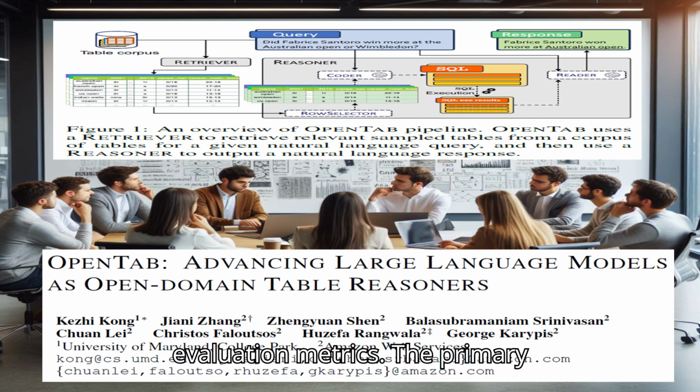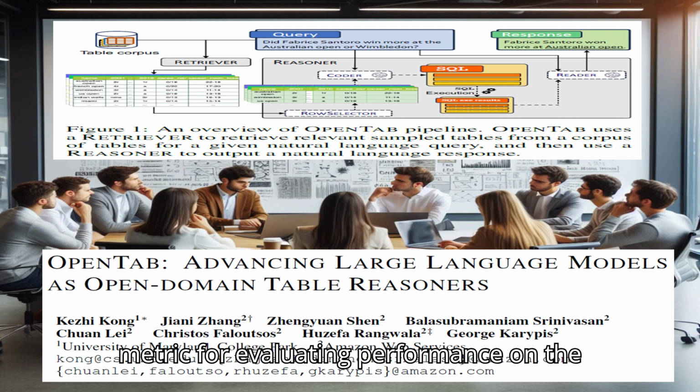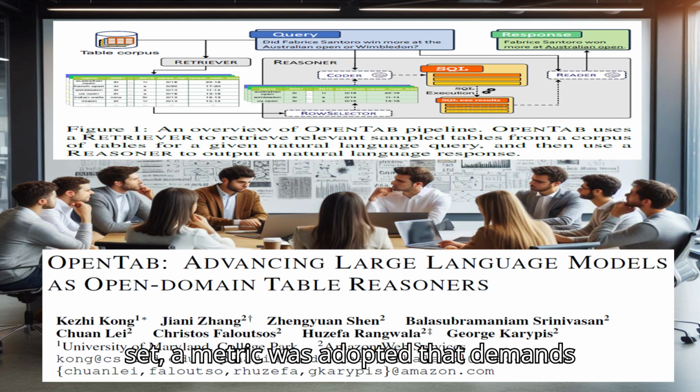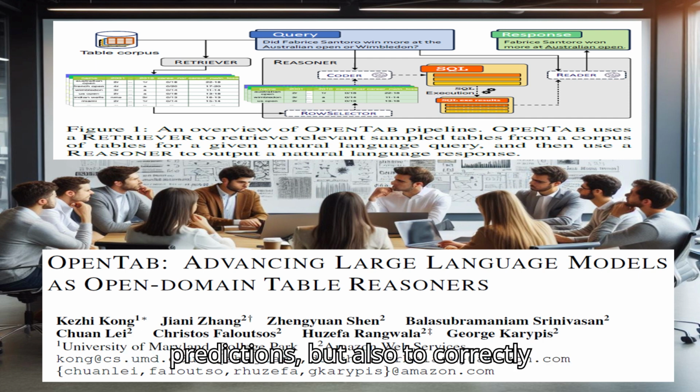Evaluation metrics. The primary metric for evaluating performance on the Open Wiki Tables and Wiki Table Questions datasets was execution accuracy, EA. For the Feverous dataset, a metric was adopted that demands the pipeline not only to make the correct predictions, but also to correctly identify the gold evidence tables for making those predictions.